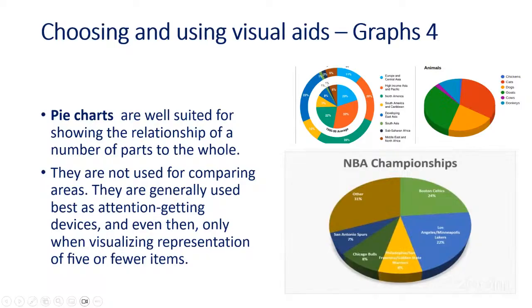Pie charts. Pie charts are well suited for showing the relationship of a number of parts to the whole. So we've seen some examples here. They are not used for comparing areas. They are generally used best as attention-getting devices, and even then, only when visualizing representation of 5 or fewer items.